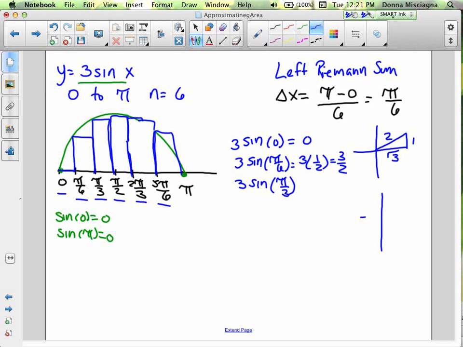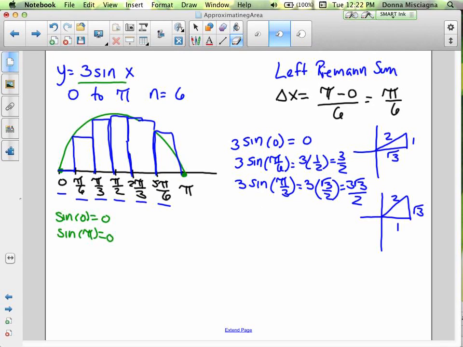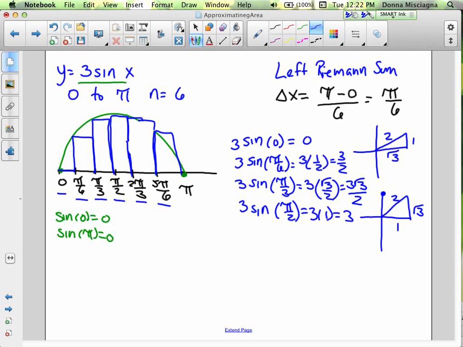And then we have 3 sine pi thirds. Almost the same, except now that's 60 degrees. This is the square root of 3 over 2. So that's going to be 3 times the square root of 3 over 2, or 3 square roots of 3 over 2. Then we have 3 sine pi halves. All right, so pi halves is right here. So that's just 3 times 1, which is 3.